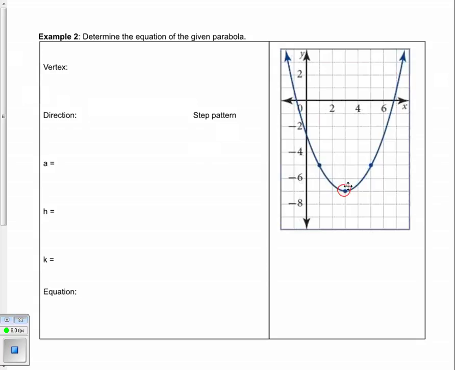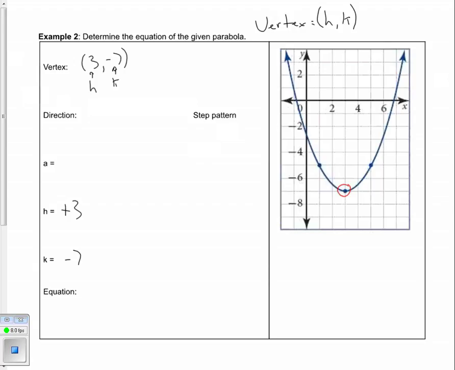Okay, and so the vertex of the parabola is very helpful because we know what the vertex form of all parabolas is. Okay, and so we know that the vertex is the same as the hk values. Okay, and so the vertex here is actually at 3, -7. That means that h is 3 and -7 is k. Okay, and so we can fill that piece in right away. So h is +3 and k is -7.